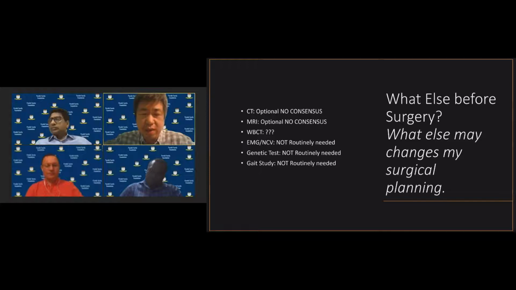The other one is MRI, whether it's really needed or not. I didn't get it for this patient, and I didn't get an EMG. This guy already has a positive genetic test and is a diagnosed CMT patient. From the consensus letter, there's no consensus; CT and MRI are optional. Now, genetic testing, when you get to the orthopods, is not routinely needed, and nerve conduction study is also not routinely needed.